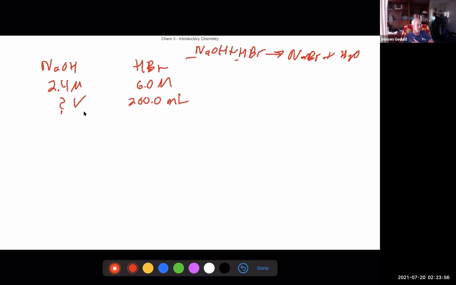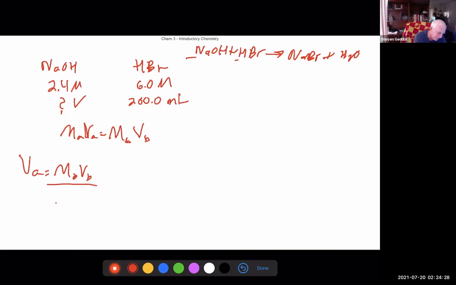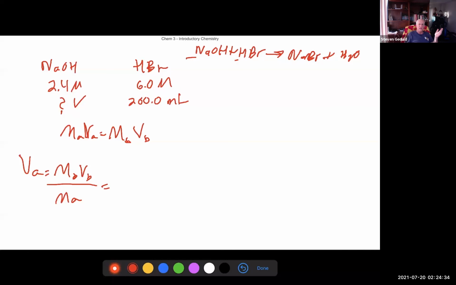So it asks, what volume of a 2.4 molar solution of sodium hydroxide is going to react completely with, to neutralize, 200 milliliters of 6 molar HBr. Okay. So we have molarity of the acid times the volume of the acid equals molarity of the base times the volume of the base. And we're looking for the volume of the acid. Volume of the acid is equal to the molarity of the base times the volume of the base divided by the molarity of the acid. Okay. Once you set it up, the numbers are easy. Setting it up is the hard part.